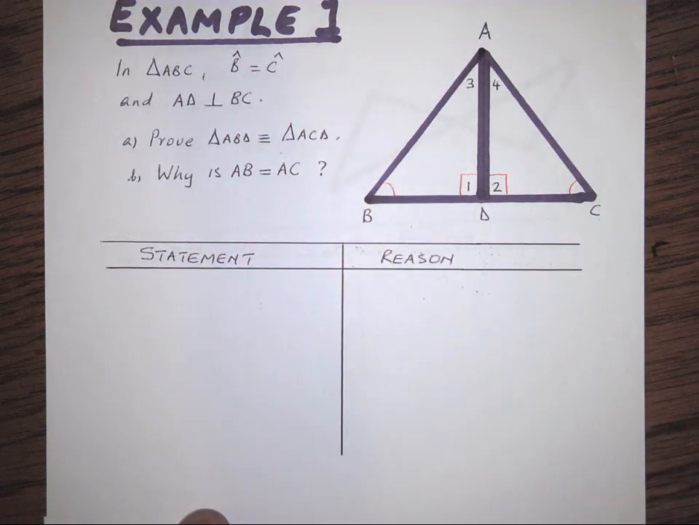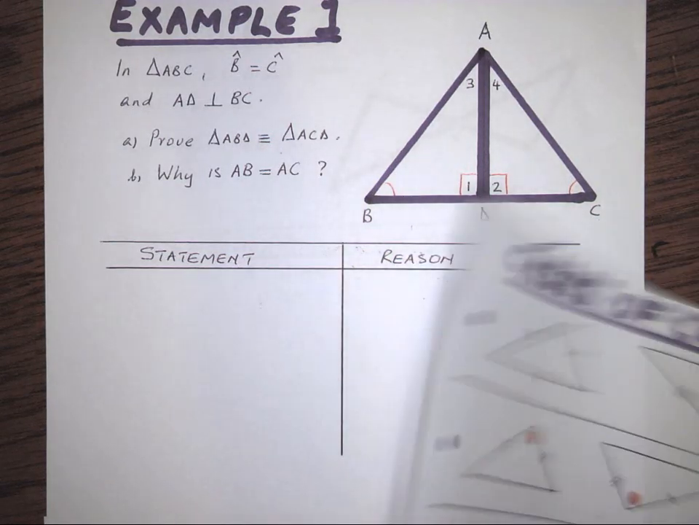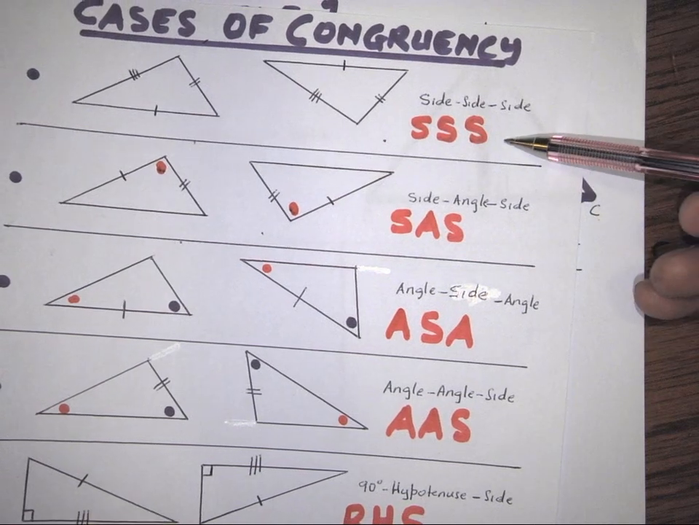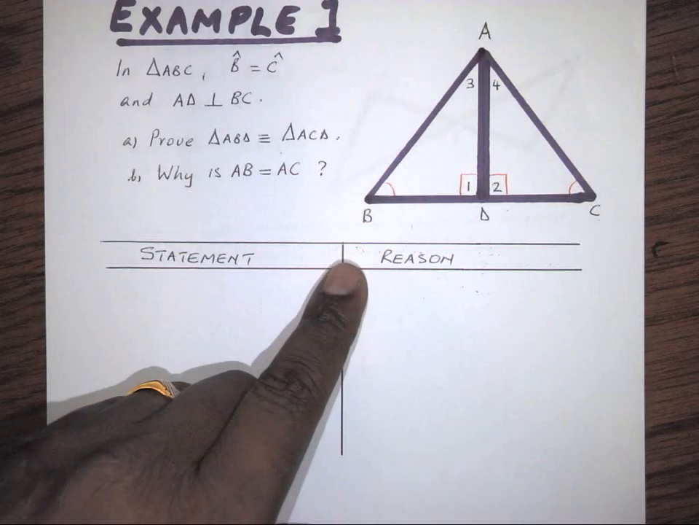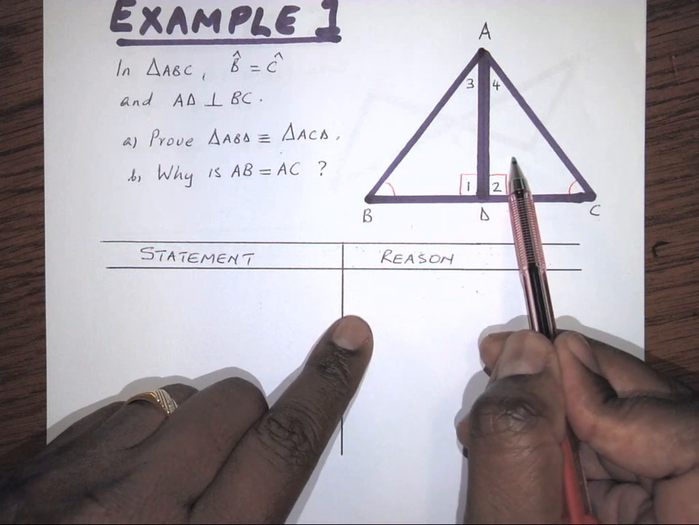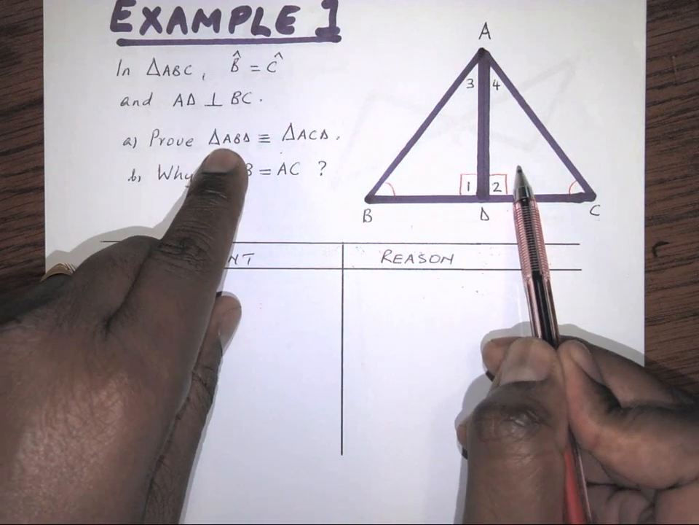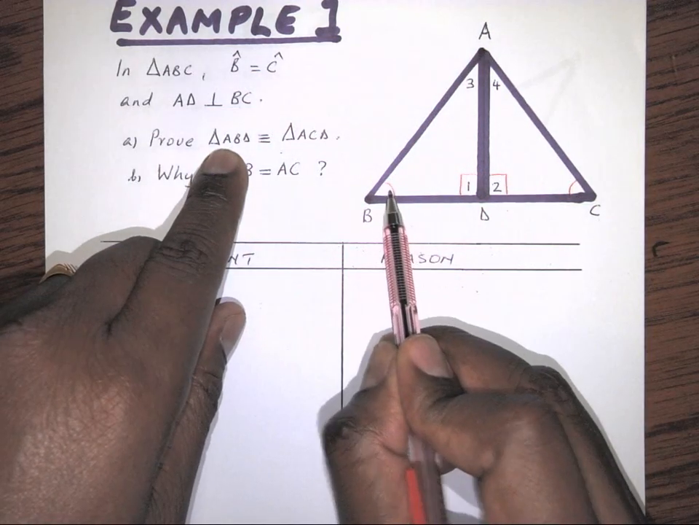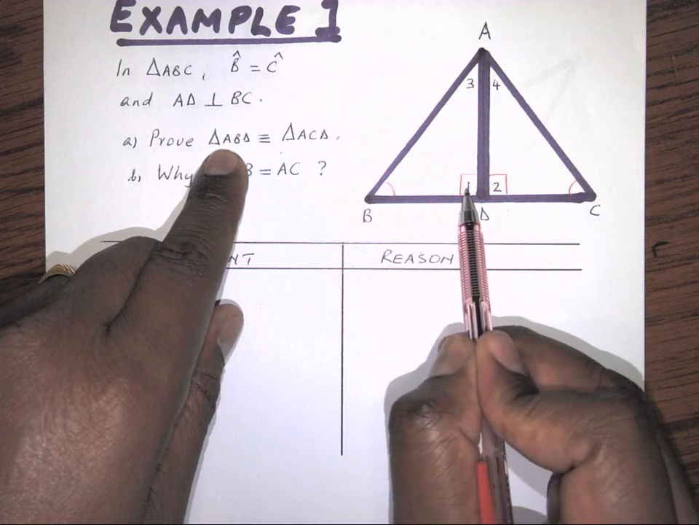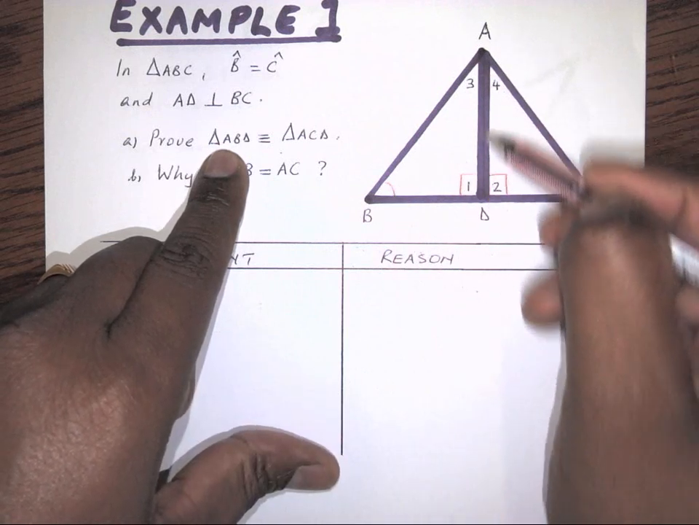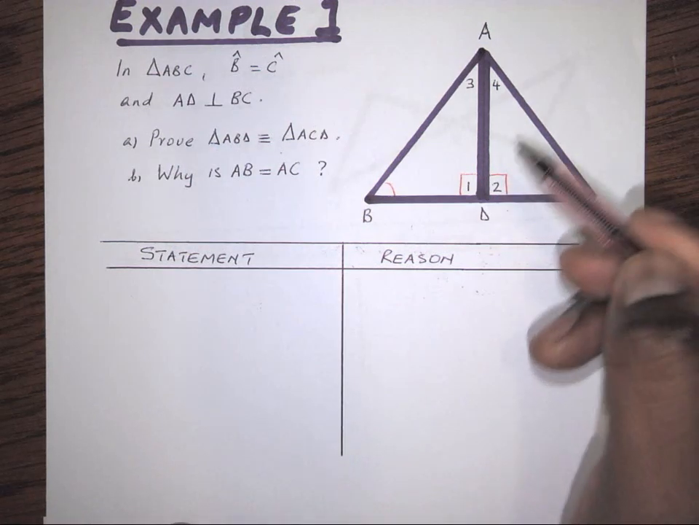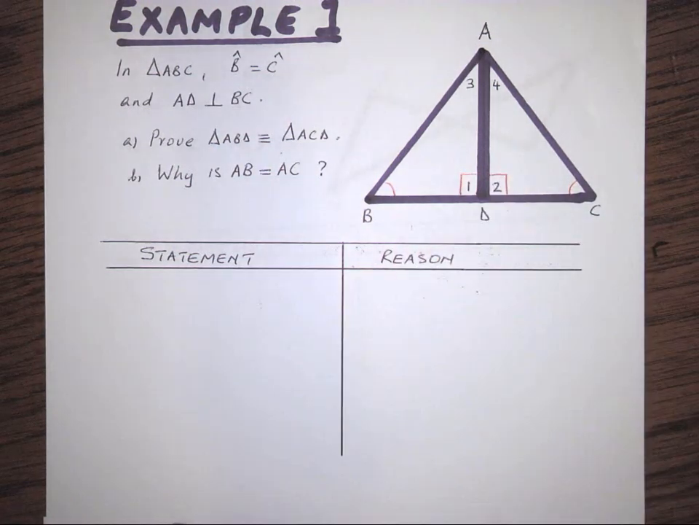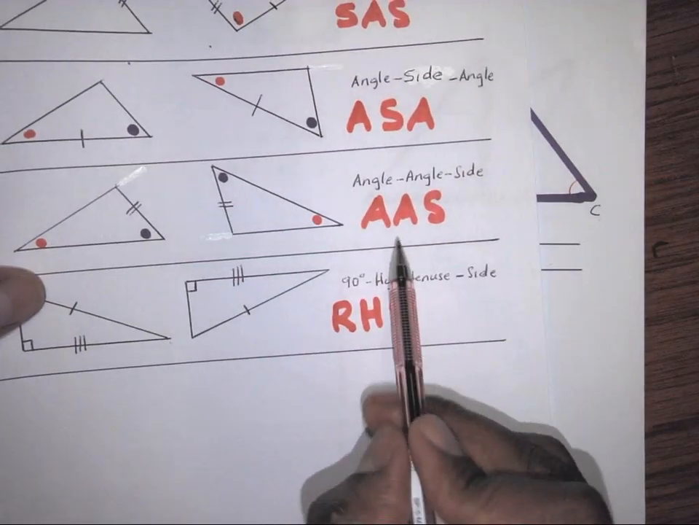And we said to prove that the two triangles are congruent, they must satisfy any one of these conditions. So in this case, the two triangles that we are referring to, ABD and ACD, there is an angle equal to an angle, there is another angle equal to an angle, there is a common side. It will make these two triangles congruent because we'll have 2 angles and a side.